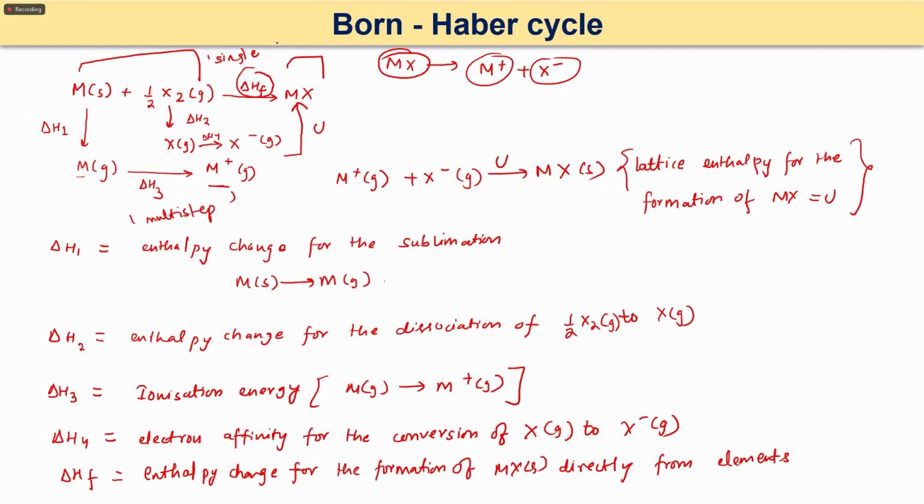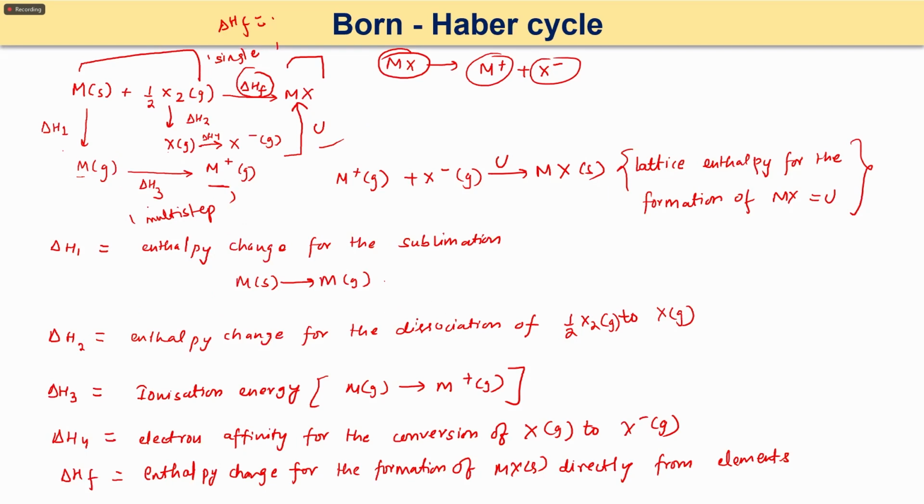This was single step, and it is multi-step. So delta H in case of single step will be equal to the enthalpy change in the multiple step. So enthalpy change in the multiple step will be what? Sum of all these enthalpy steps, which is delta H1 plus delta H2 plus delta H3 plus delta H4 plus U. Okay, these are all the energy changes values.